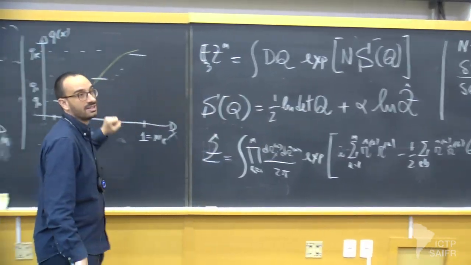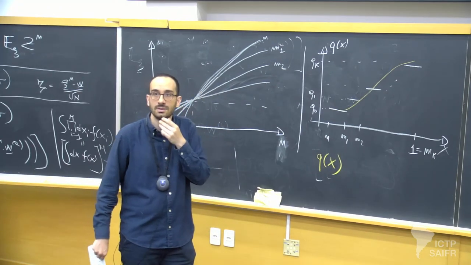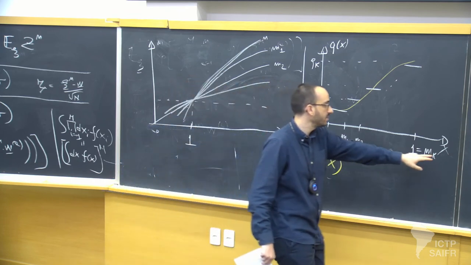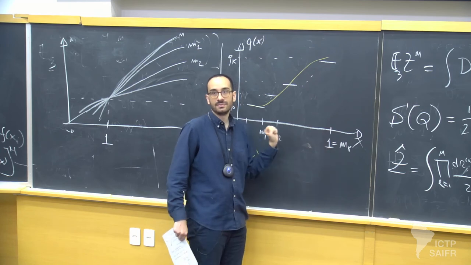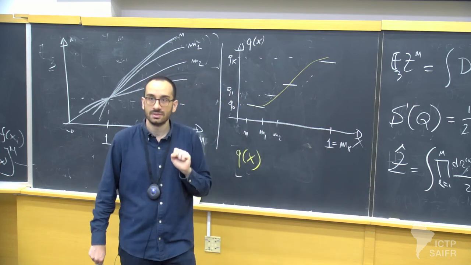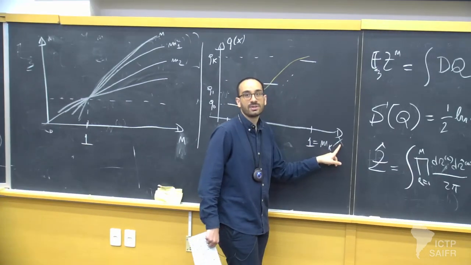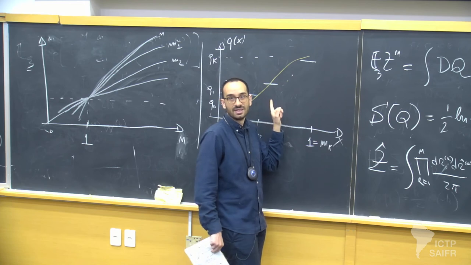I will tell you why. Yes, x is a continuous variable that represents, I mean, it's the evolution of m. Okay. Actually, x will become the cumulative distribution of the overlap of these q's. Okay.